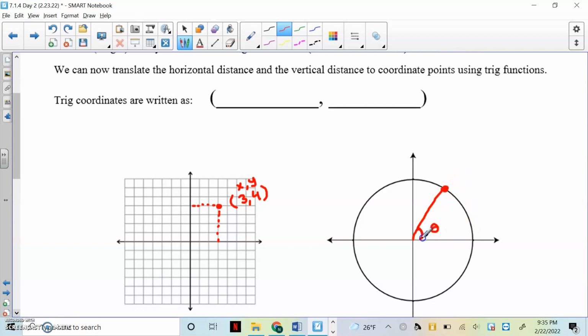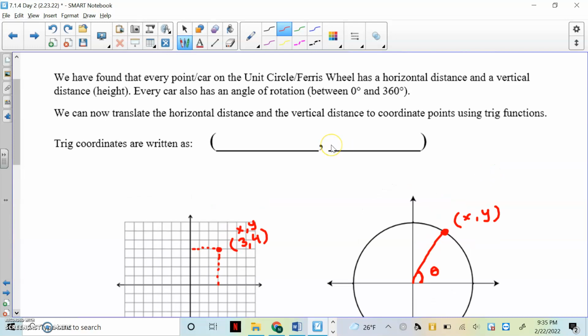Then the coordinates of this, we have to think about, again, the horizontal distance for the x and the vertical distance for the y. And we've already talked about how the horizontal distance is always going to be dependent upon cosine. So we know that in order to find the x-coordinate, it's the cosine of whatever your angle is.